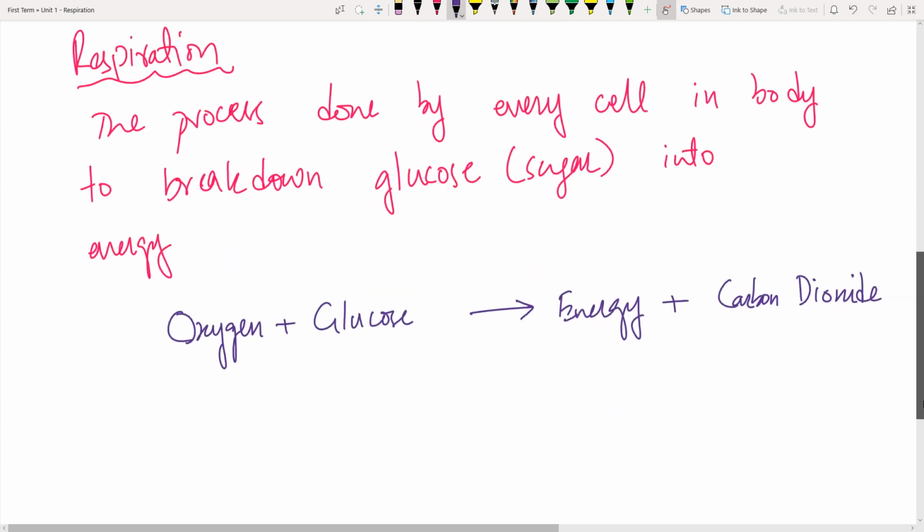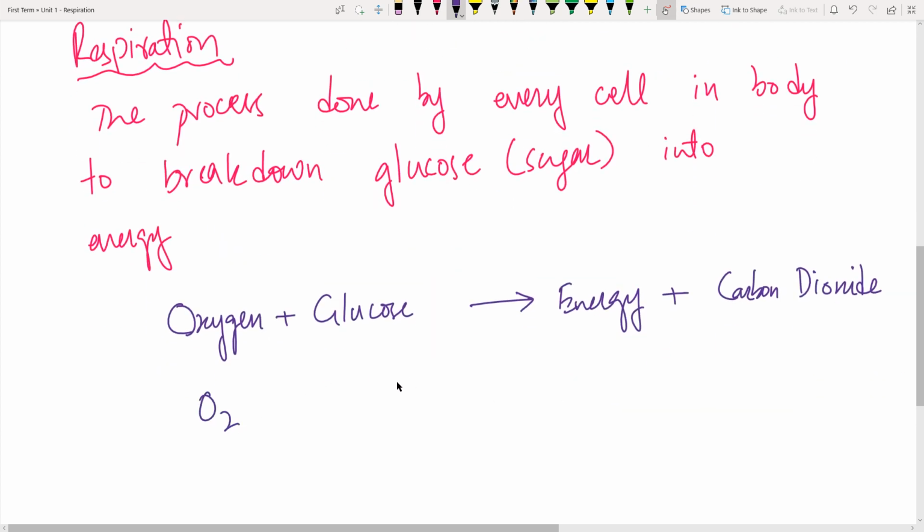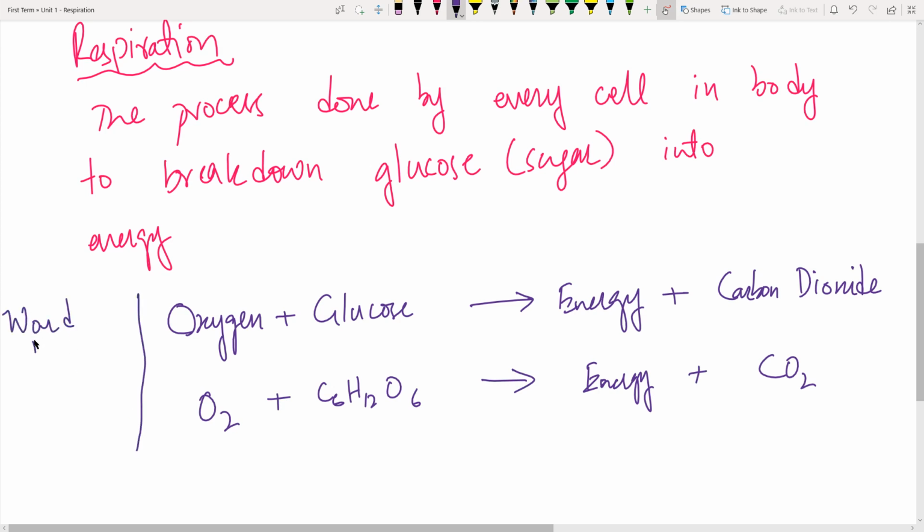So this is the basic reaction. I'm going to write the symbols. So this is O2. Glucose can be written as C6H12O6. Energy, I'm just going to write it as energy. And then CO2. So this is the word equation, and this is the symbolic equation, in the form of chemical symbols.